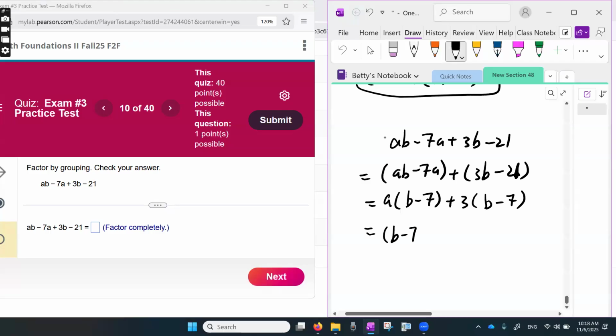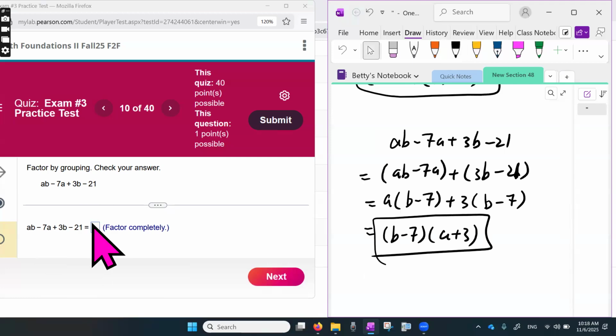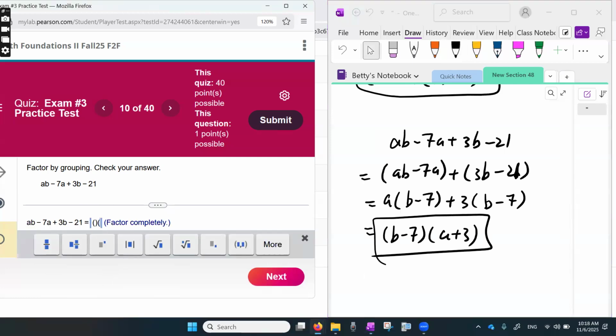We factor b minus 7 out, and we have a plus 3 inside the parentheses, and that is the factorization of this polynomial. Factoring by grouping. We have b minus 7 here, a plus 3. b minus 7, a plus 3. All right?